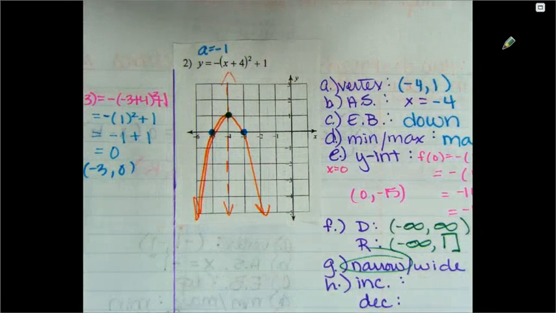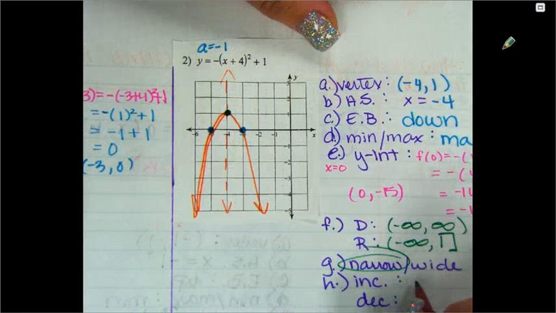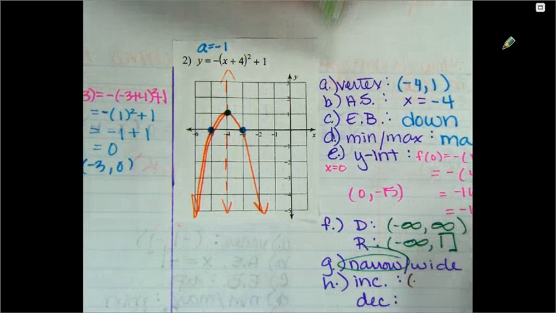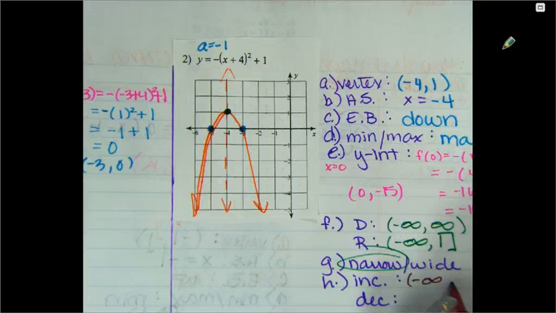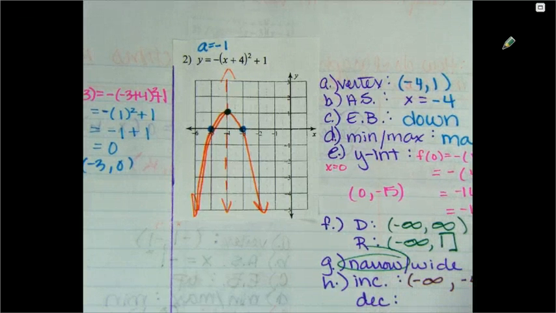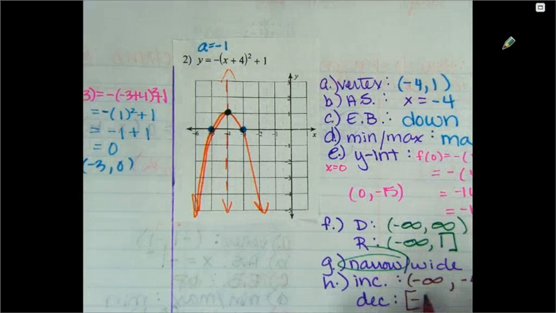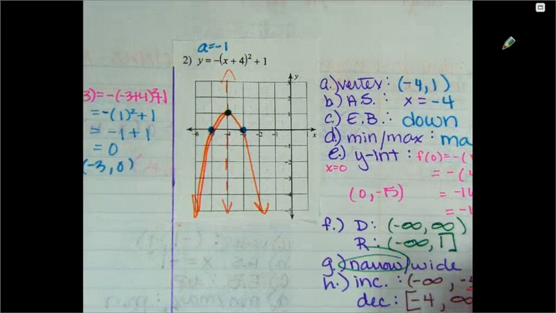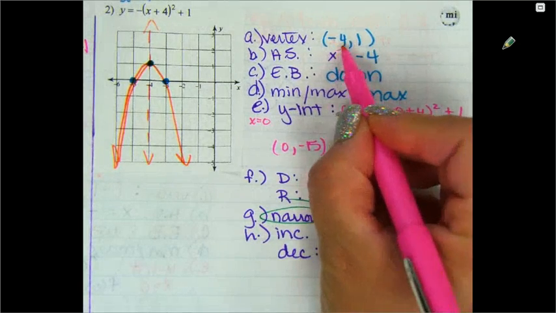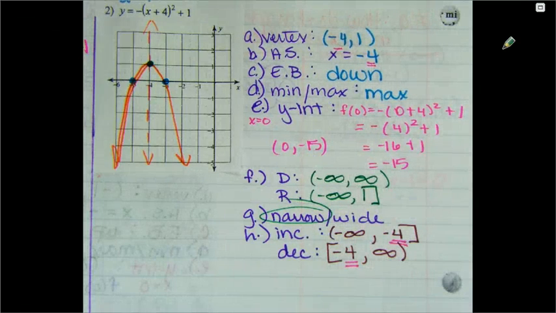Yeah? All right, increase from where? Negative infinity to -4. Decrease from where? -4 to infinity. Where does that number come from? Either the vertex or the axis of symmetry. Every single time.